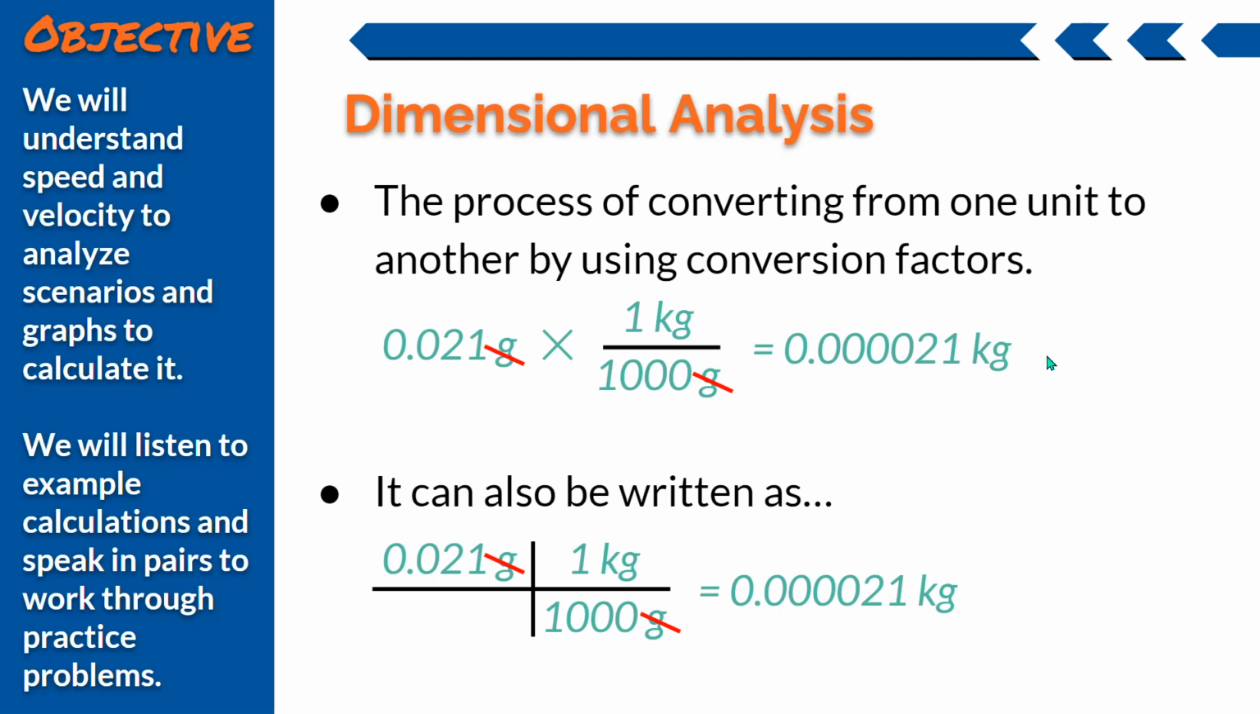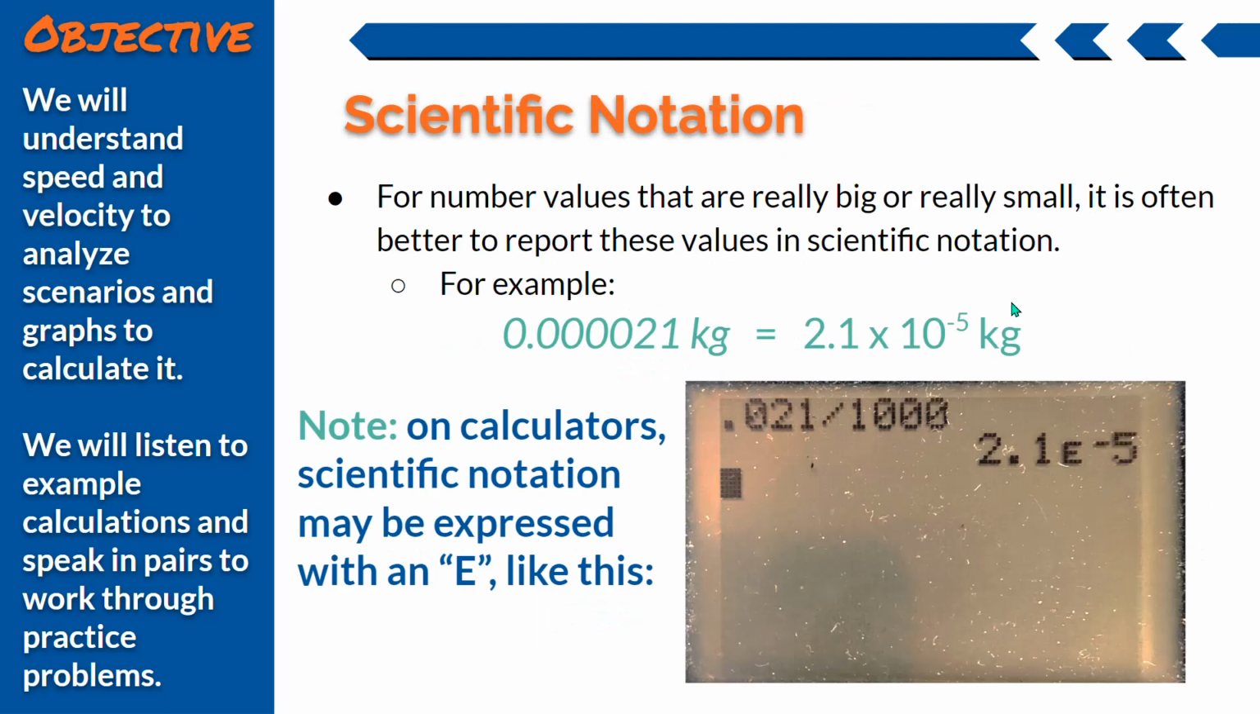Now this is a really long number to have to write out. It'd be shorter if I was to put it in scientific notation. And if I was to put it in scientific notation, it would look like this. 2.1 times 10 to the -5th kilograms.